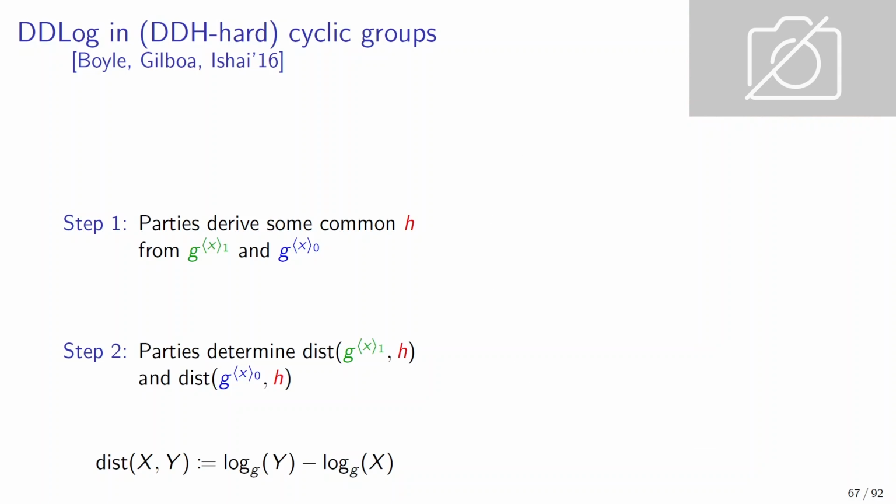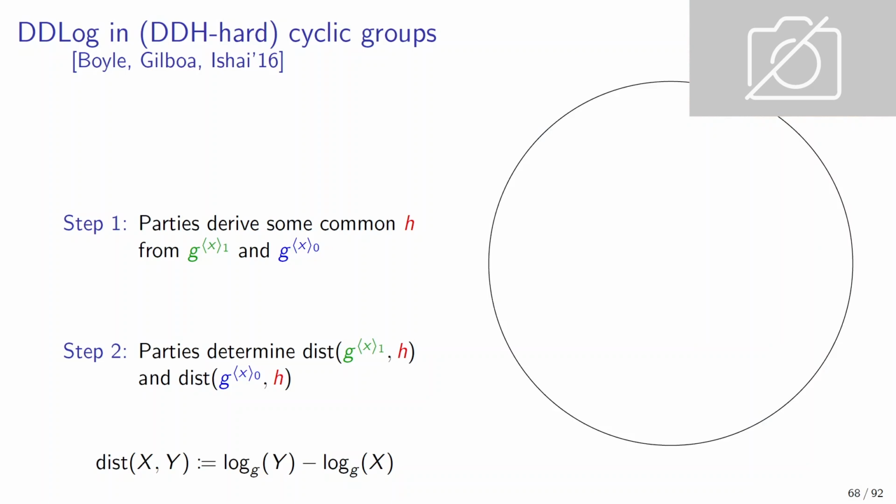Now, perhaps visually. I'm working in a cyclic group, and each point on this cycle is a group element. Whenever I multiply by g, I go clockwise on the cycle. So how do you agree on some common point? You could, for instance, always agree to go with g to the 0 or some fixed point. The problem with that is that afterwards, you can't determine your distance from g to the x to the fixed point without actually solving discrete log.